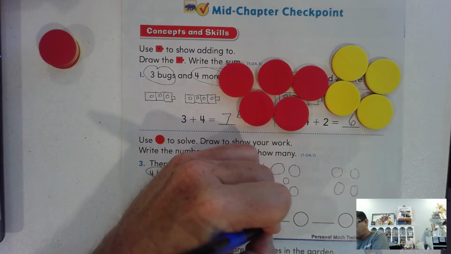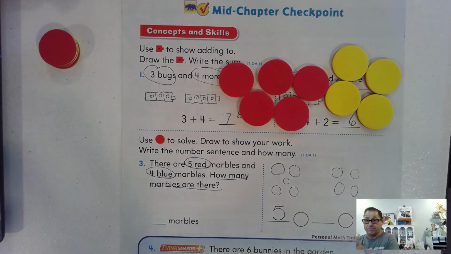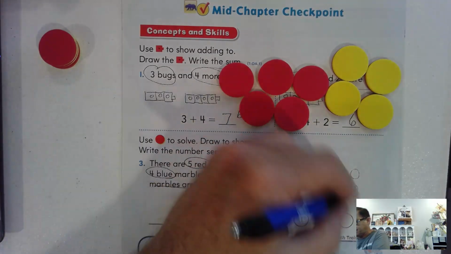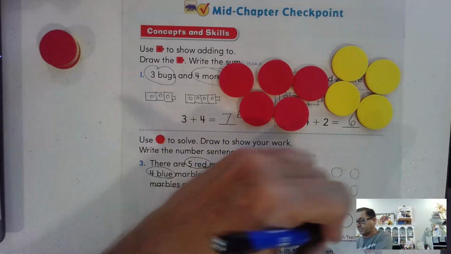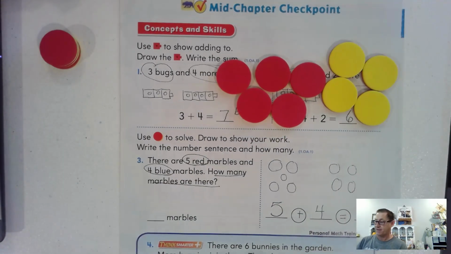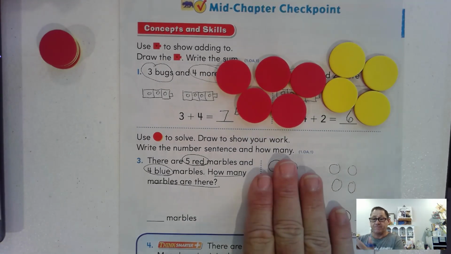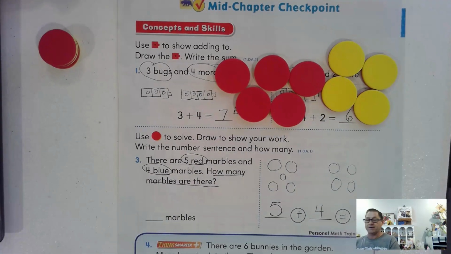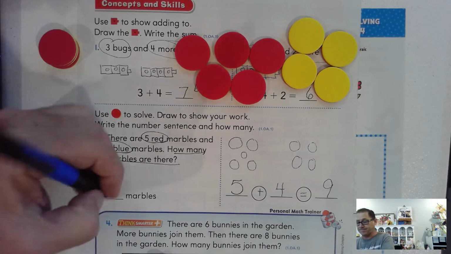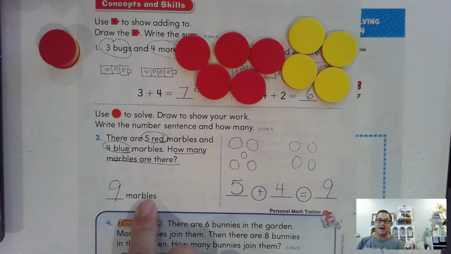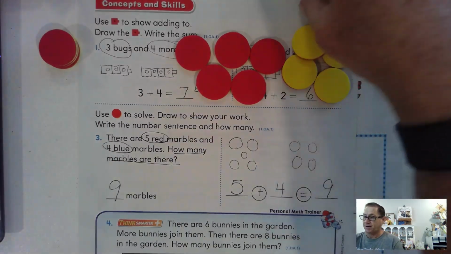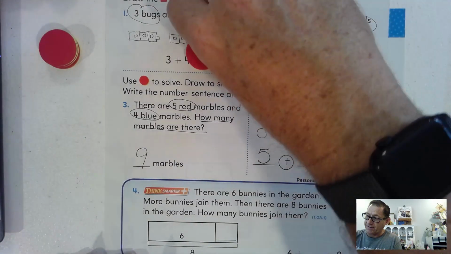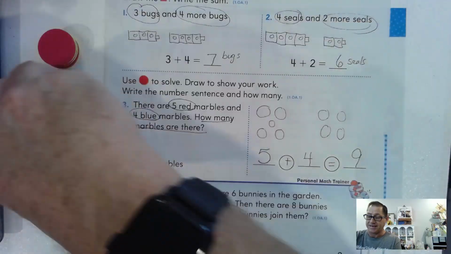What's the addition problem? We're combining them, right? We're putting them together. So 5 plus 4 equals what? 5, and count on. 5, 6, 7, 8, 9. So how many marbles are there? There are 9 marbles. Okay, so that was the second way we talked about how to model addition using counters.